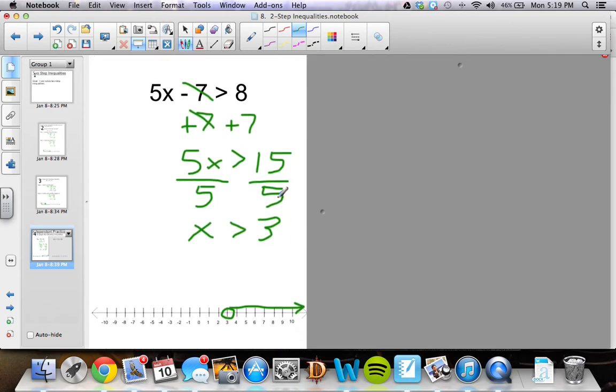Remember, if you're ever in doubt, go back and check. Plug in a number greater than 3 into this original problem. So 4 times 5 would be 20. 20 minus 7 would be 13. And that's greater than 8. So that makes that statement true.